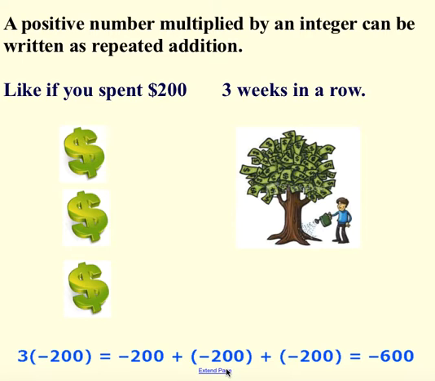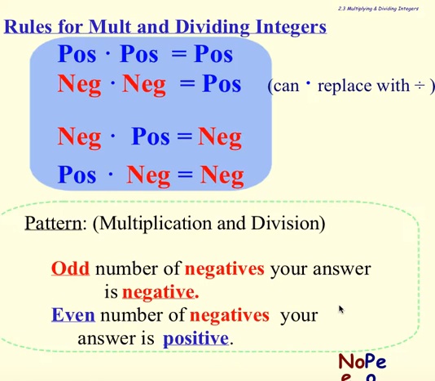Me personally, I like some shortcuts. 3 times 200 is 600. I have one negative, and you're going to find out what the rules are in a moment, but your answer is going to be negative. So let's begin with a couple here. Here are some rules that you might want to get to know, and then I'm going to show you a shortcut that I think is easier.